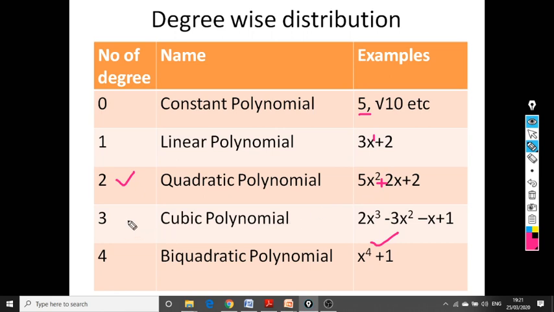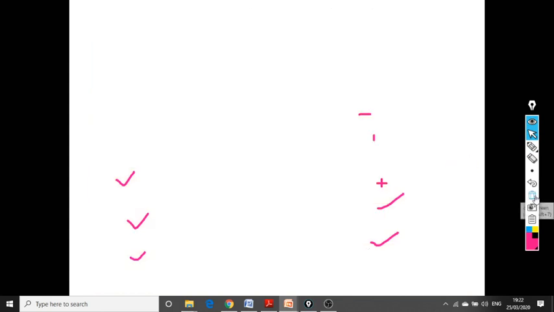If degree is 3, it is a cubic polynomial. As you see here, 2x cubed minus 3x square minus x plus 1. The highest power of a variable is 3. So degree is 3, known as a cubic polynomial. Likewise, if the degree is 4, it is known as a biquadratic polynomial. As here we have x to the power 4 plus 1, degree is 4. This is the example of a biquadratic polynomial. Now let us discuss a few examples here.